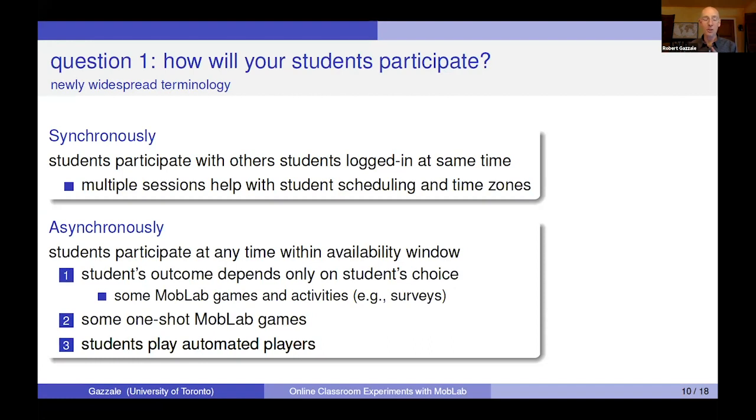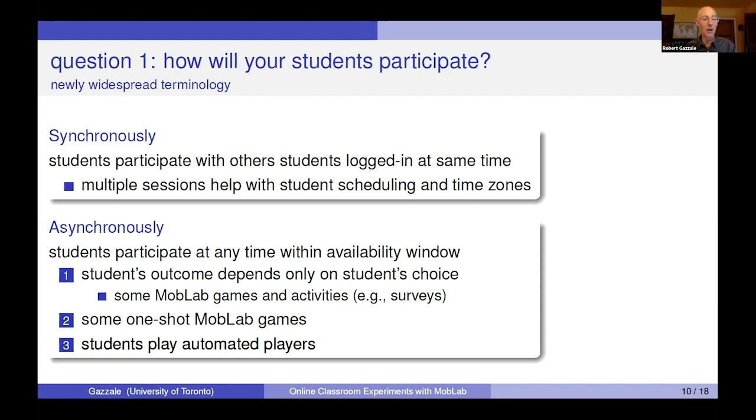One possibility is that MobLab has a survey functionality, and so these surveys can be completed whenever the student has time. The other situation is there's a class of games where a student's outcome only depends on their own choices. For example, MobLab has a game where students attempt to maximize utility. In this case, it's an individual choice activity. They don't need the participation of others in order to have a valid experience.